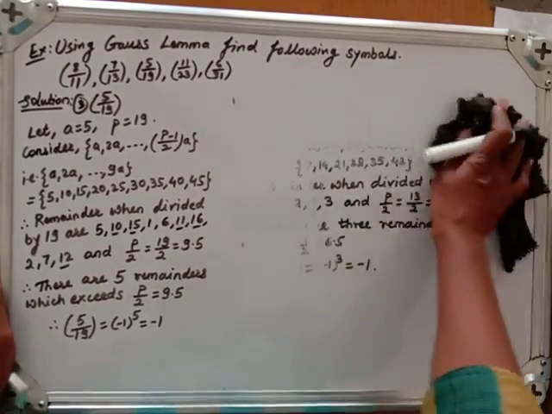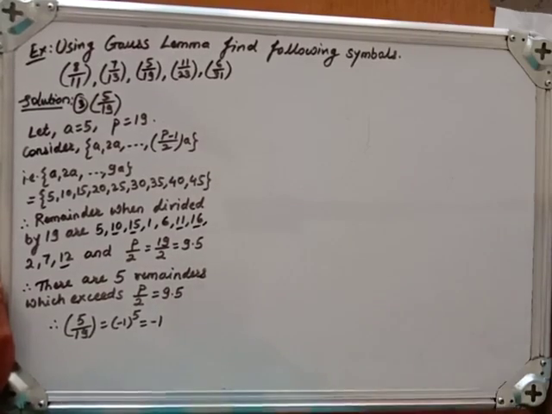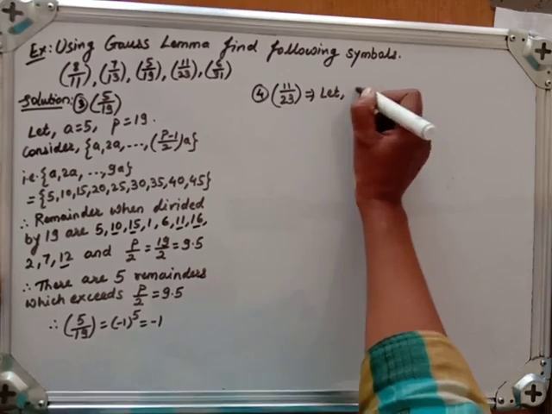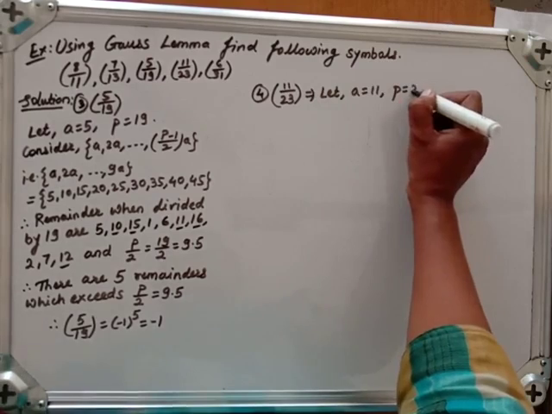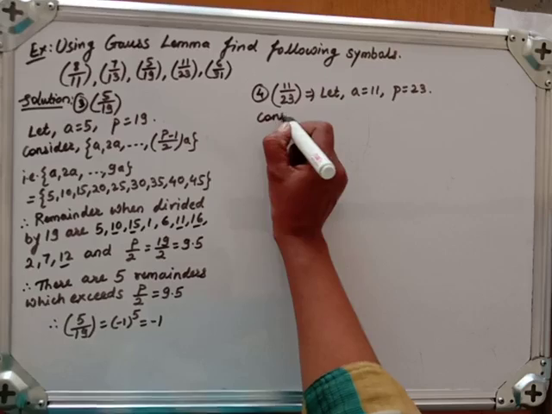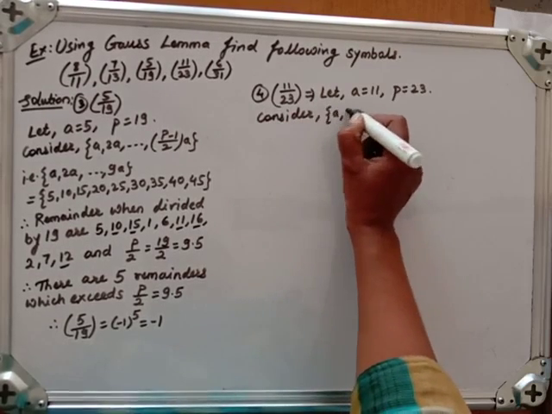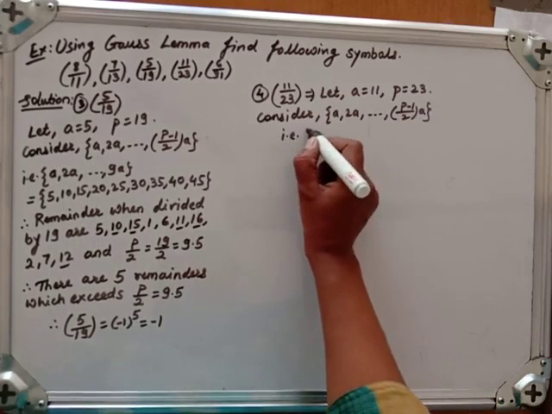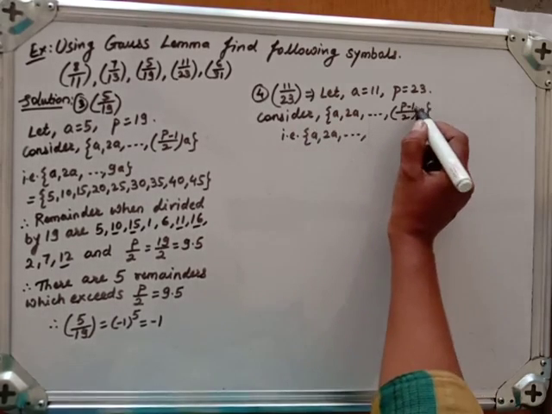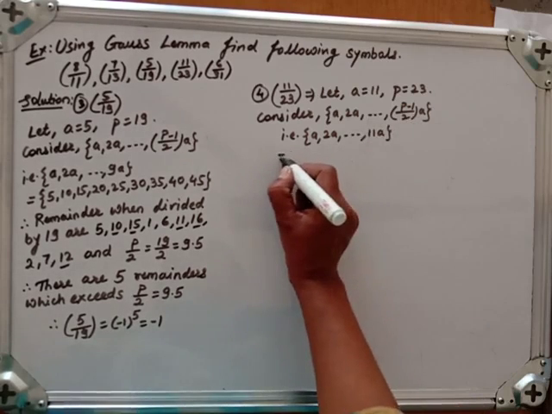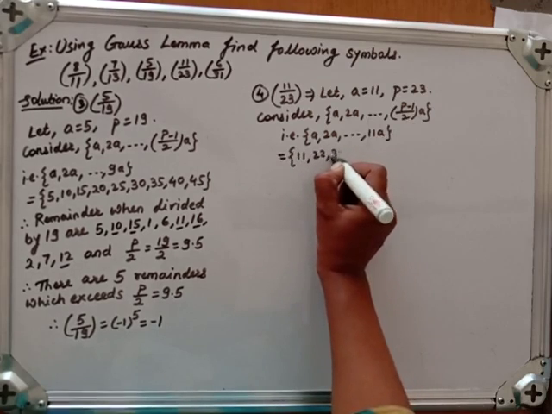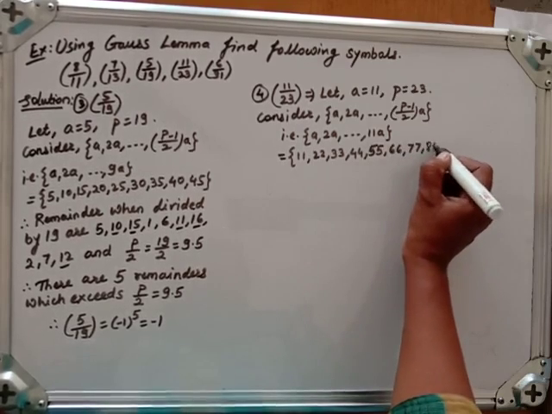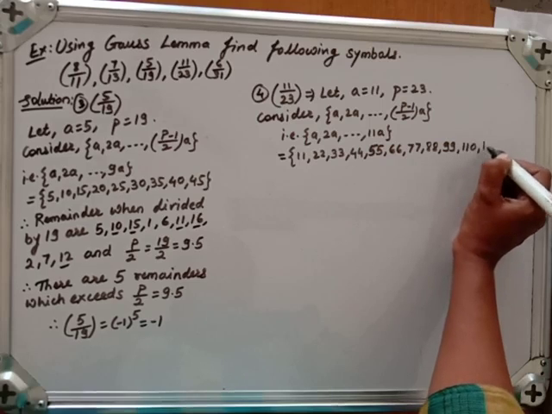Now the fourth one, it is 11 by 23. Let a be equal to 11 and p equal to 23. Consider a, 2a, so on up to (p minus 1)/2 times a, that is a, 2a and so on up to 23 minus 1, that is 22 by 2, so 11a. That is equal to 11, 22, 33, 44, 55, 66, 77, 88, 99, 110 and 121.